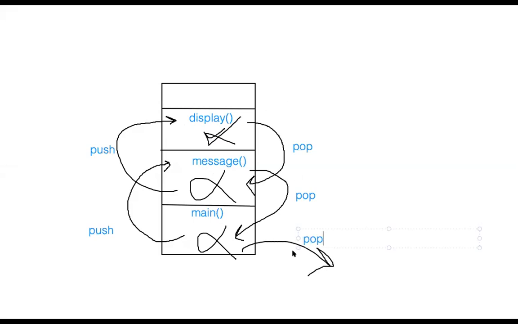Main is again popped. And how many functions are remaining in my stack now? Zero functions. If there are zero functions available in the stack, it means that your program has terminated. Got it? Are you getting this point? Yes, sir.